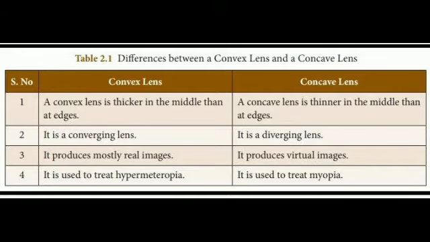The next, differences between a convex lens and a concave lens. Convex lens is thicker in the middle than at edges. Concave lens is thinner in the middle than at edges. Convex lens is a converging lens. Concave lens is a diverging lens. Convex lens produces mostly real image. Concave lens produces virtual image. Convex lens is used to treat hypermetropia. Concave lens is used to treat myopia.